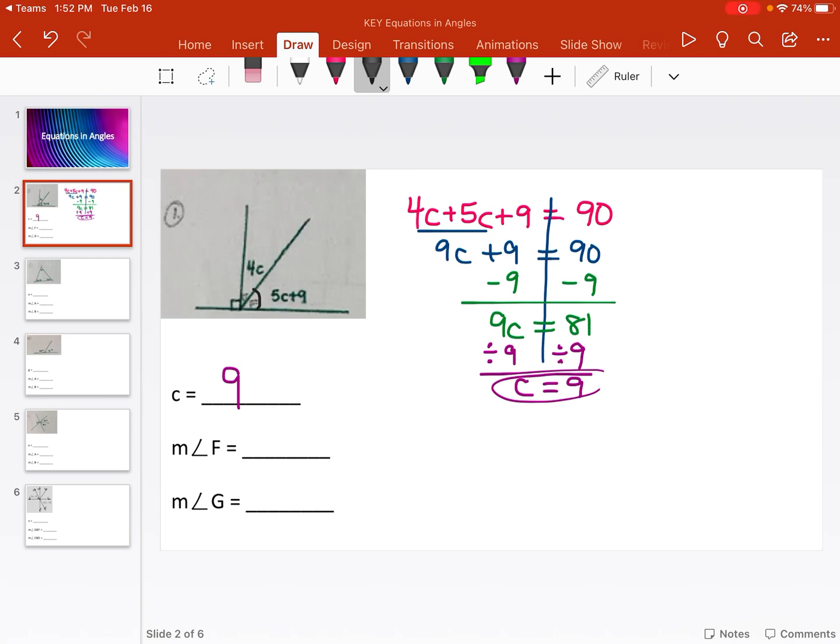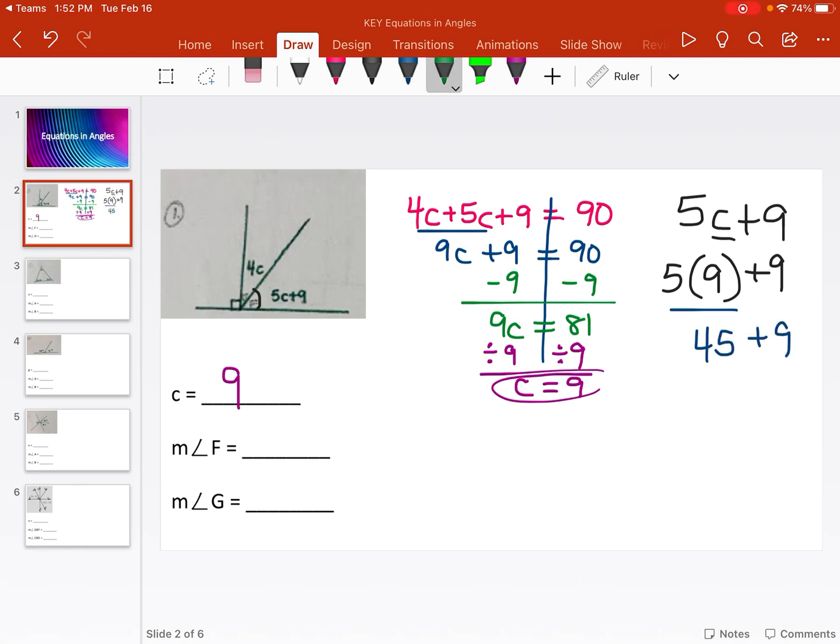So how am I going to figure this out? Right now, angle F is 5c plus 9. I just found out that c equals 9, so I'm just going to substitute that in. So 5 times 9 plus 9. And then I'm just going to solve that using order of operations. So multiply first. 5 times 9 is 45 plus 9. 45 plus 9 is 54 degrees. So angle F is 54 degrees. This time I do put the degrees because they're asking me specifically for an angle.